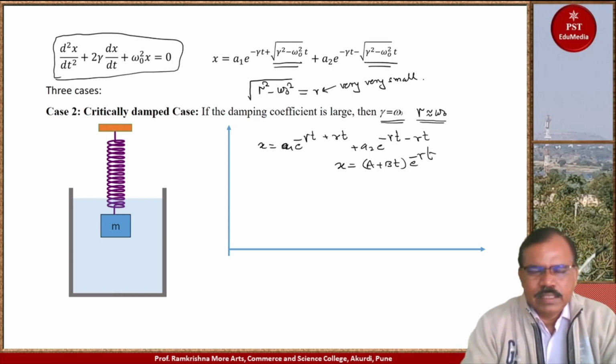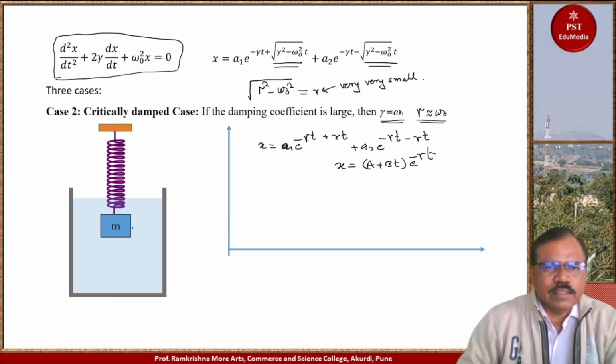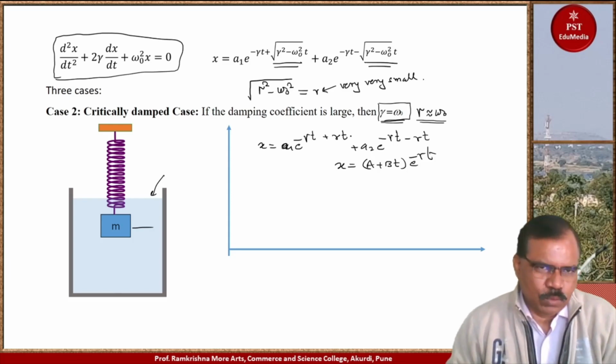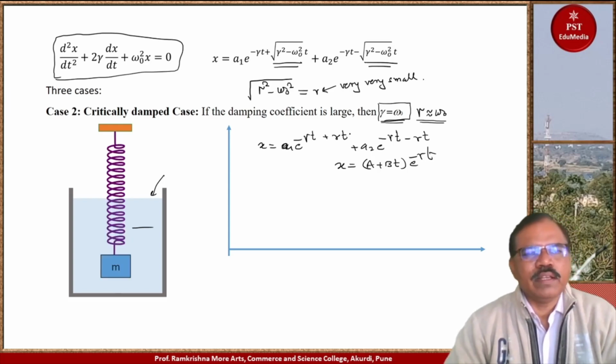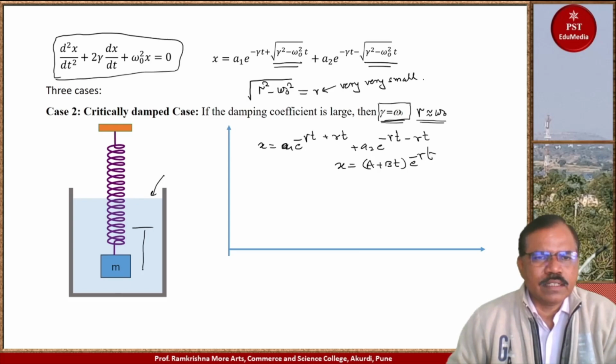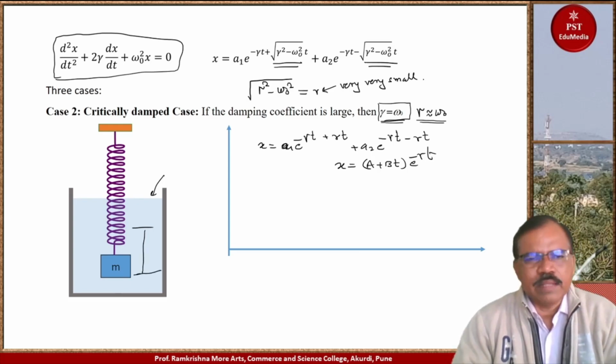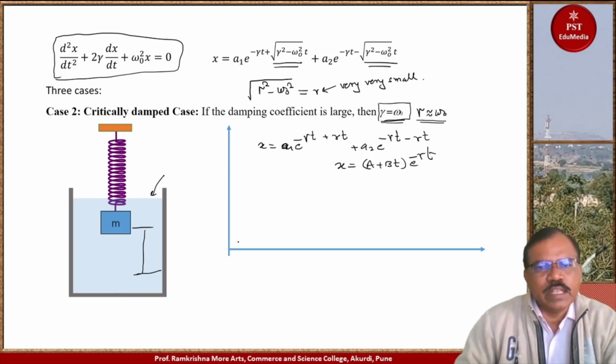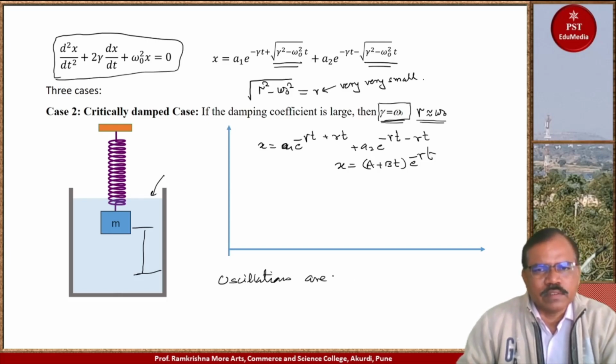So here what happens? Again, suppose we take the equilibrium position, and here damping is less, and the damping force is equal to the restoring force. If we extend it from the equilibrium position to somewhere here, and release it, within a short interval of time it comes to its equilibrium position without oscillations. It will not cross the equilibrium position. So in this case also oscillations are not possible.